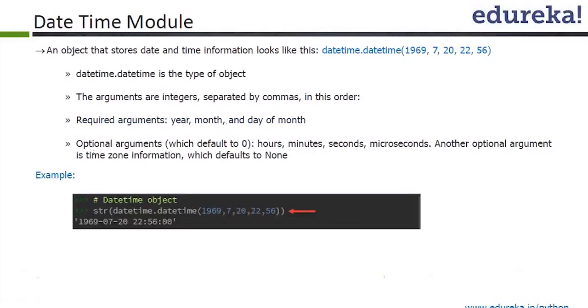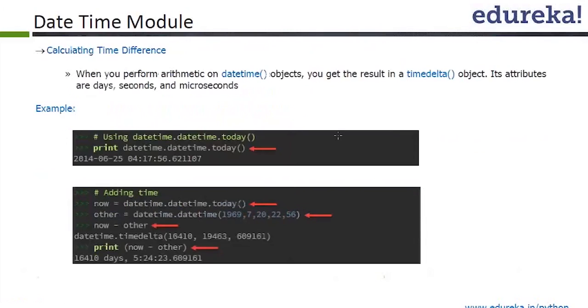We were just discussing the calendar, right? So it's similar to that. We have a datetime module as well, wherein we have the datetime function, an object that stores date and time information like this. Calculating time difference: when you perform arithmetic on datetime objects, you will get the result in timedelta objects. Its attributes are days, seconds, and microseconds.